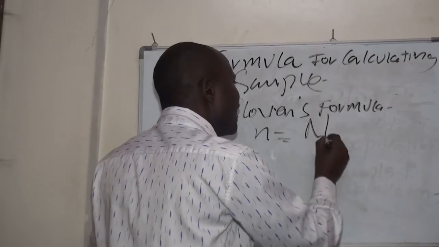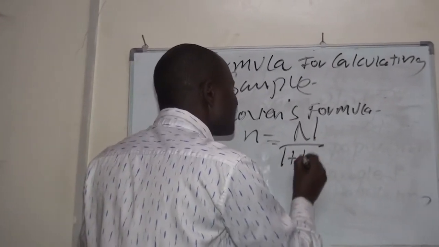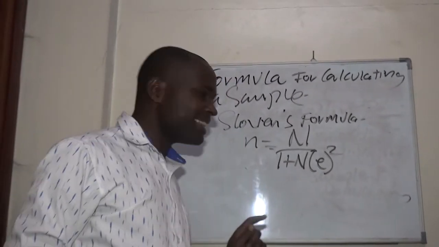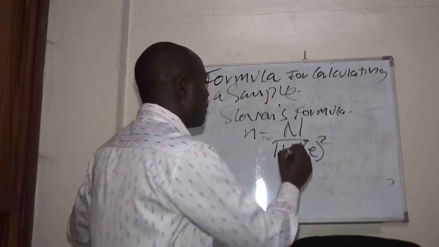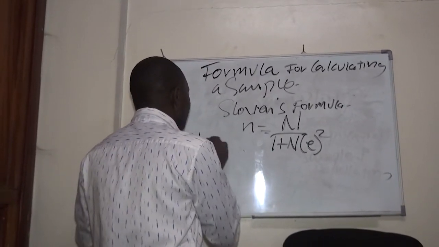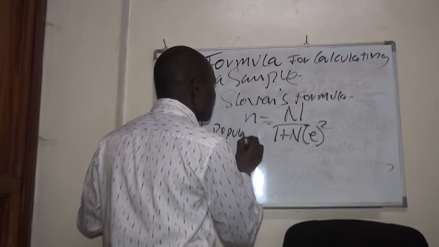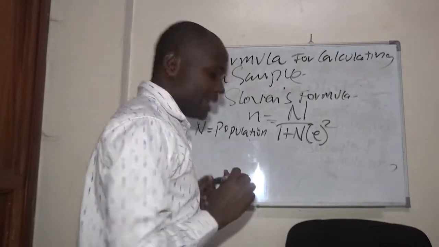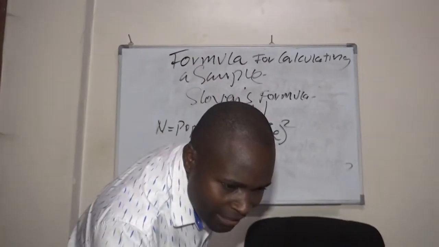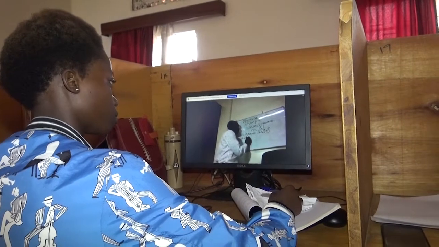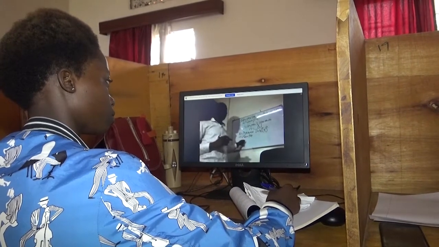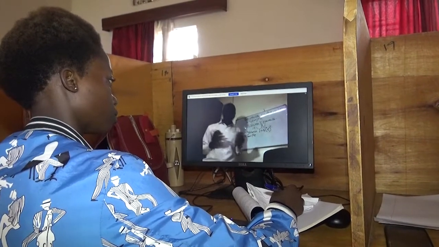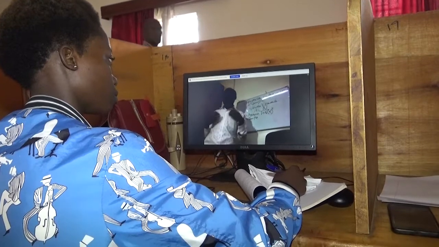we get n equals capital N over 1 plus capital N in bracket e squared, meaning that the capital N you see there is the population, which was the target population on our diagram. I can also extend this so that you can see on the screen what I'm trying to demonstrate. Then the smaller n is the sample that we are looking for.